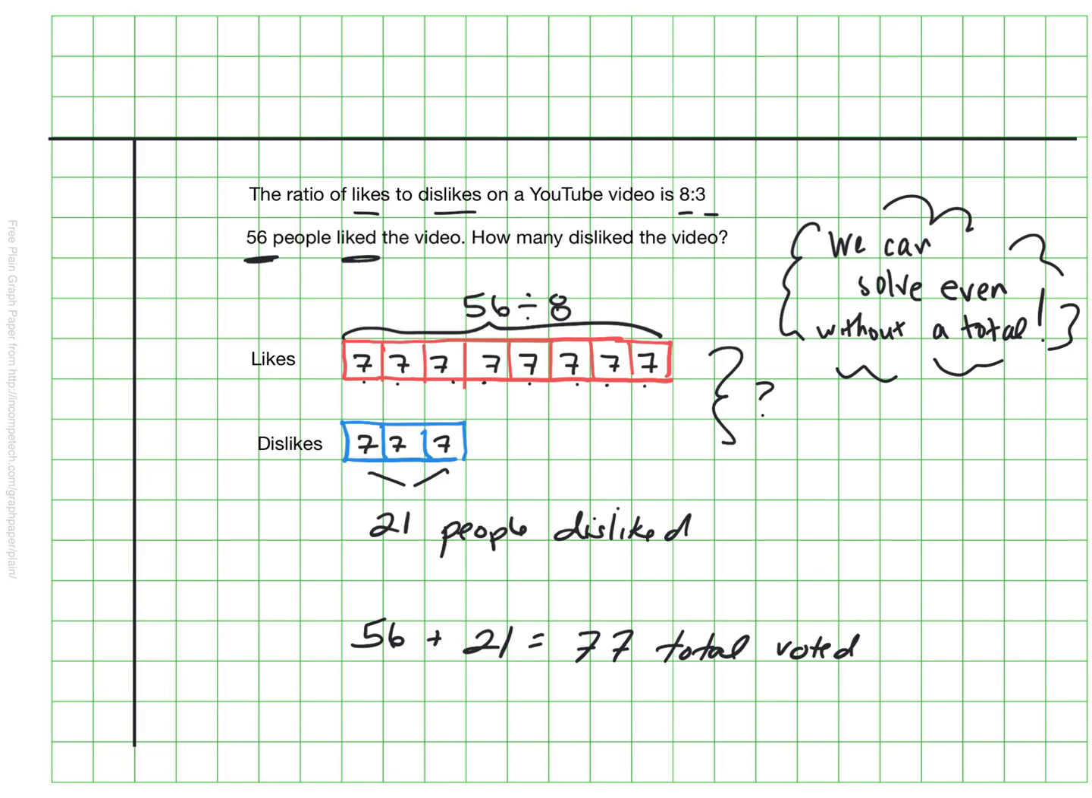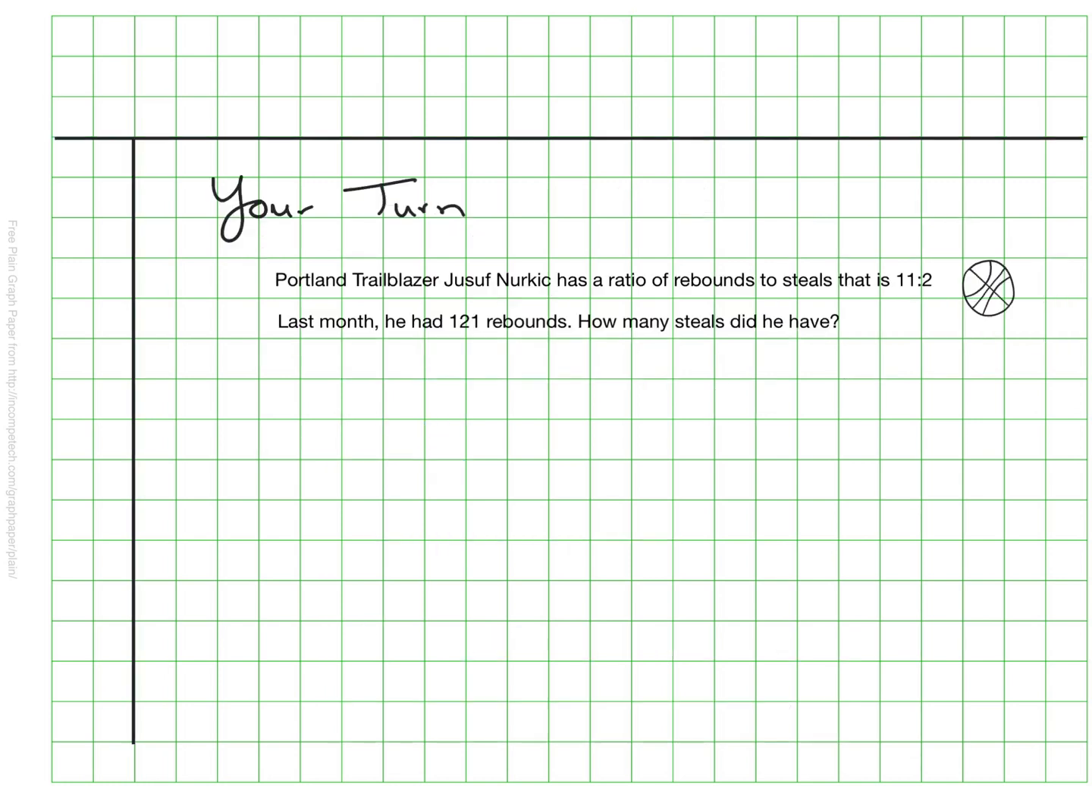And that's a total. So what that means is if we know the ratio and true value of one category in the ratio, one part of it, that's enough information for us to get the value of the other category. And in this case, also, the total number of people that were involved in this survey or response.